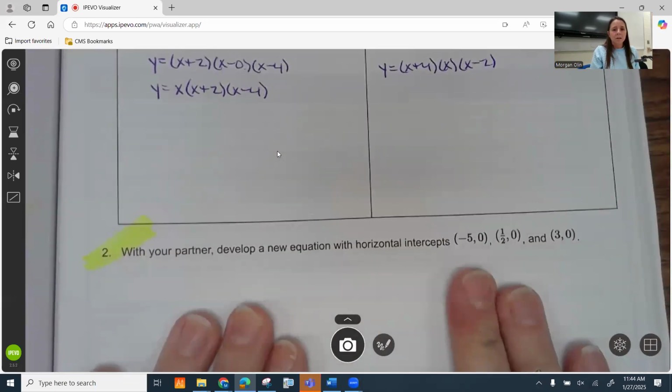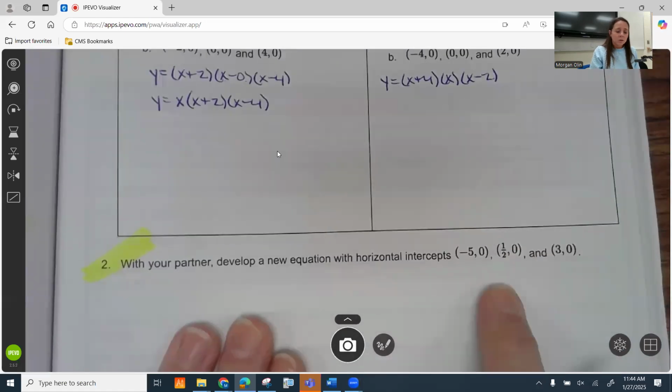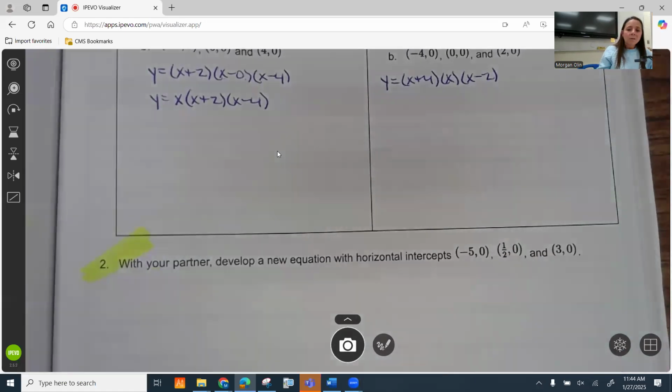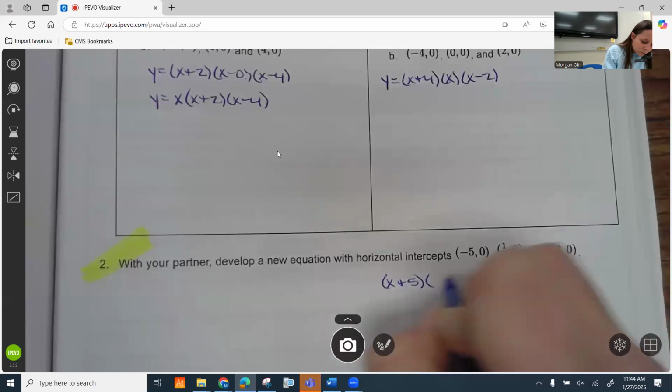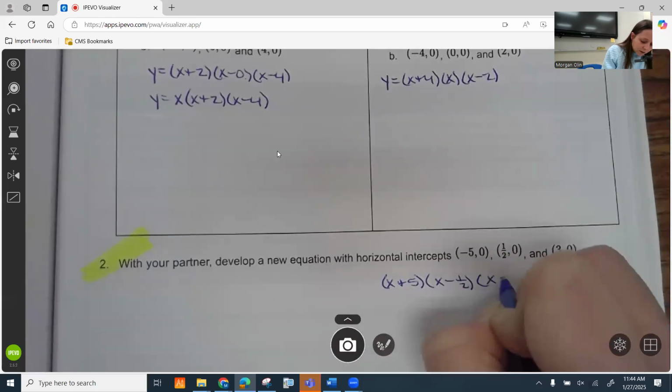Now, what have I done here that I did not do in the other ones? Do you see how there's a fraction here? Well, I'm going to show you a trick to this. All right, here, if it's -5, I'm going to put x plus 5. If it's 1/2, I'm going to put x minus 1/2. All right, if it's +3, I'm going to put x minus 3.